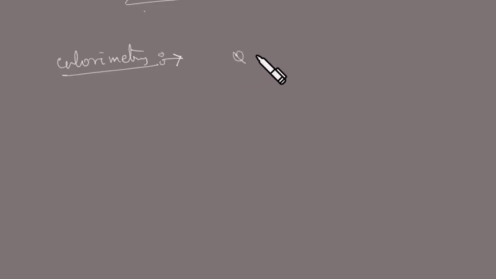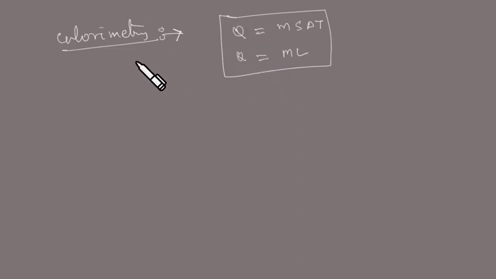When the temperature of the body is changing without changing the state, we apply the formula m s delta T. And when the temperature is not changing, only the state of the body is changing, we apply the formula mL. So these are the two formulas that we apply in calorimetry. Now, a few things regarding calorimetry. Of course, the most important thing is the principle of calorimetry.